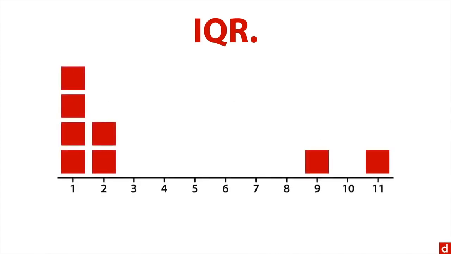So let's go to our distribution here. First thing we're going to do is throw away the 2 highest scores. There they are, they're grayed out now. And then we're going to throw away 2 of the lowest scores. They're out there. And then we're going to get the range for the remaining ones.